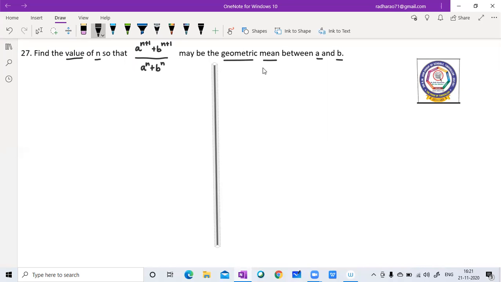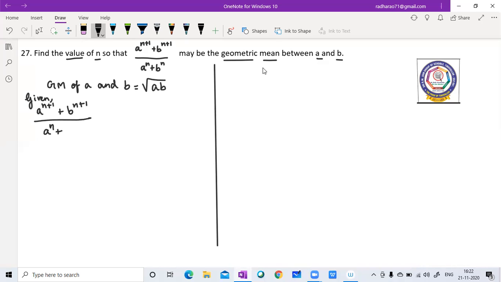So it's given that (a power n plus 1 plus b power n plus 1) by (a power n plus b power n) is the geometric mean between a and b. What is the geometric mean of a and b? Geometric mean of a and b is nothing but square root of ab. That means it is equal to root ab.